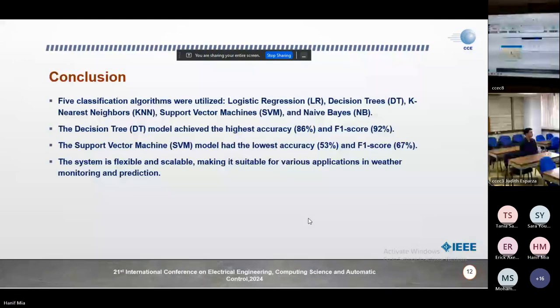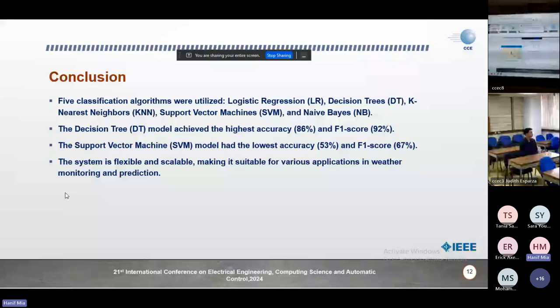Well, conclusion. We used five classification algorithms in our research paper: linear regression, decision tree, nearest neighbor, support vector machines, and naive Bayes. Our decision tree model achieved the highest accuracy, as I already said, and the support vector machine had the lowest accuracy. But our system is flexible and scalable, making it suitable for various applications in weather monitoring or prediction.